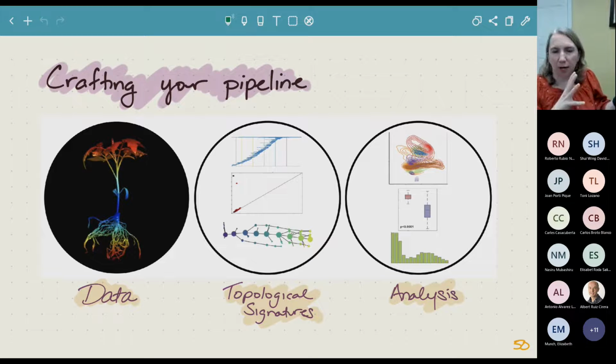Once you have that, there's a lot of methods that are available for turning that into some sort of topological signature. And then once you have a topological signature, there's a lot of methods for turning that into something that you can actually use for analysis. The game is oftentimes finding a filtration, finding a representation that actually encodes something about your data that's going to be useful.